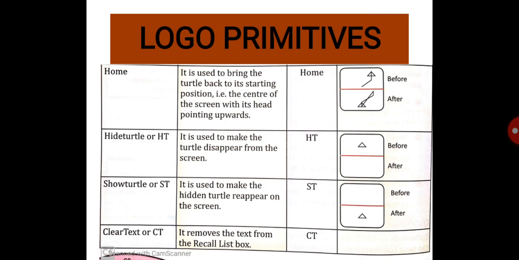Okay. Now hide turtle. HT, it is used to make the turtle disappear from the screen. Turtle will disappear. Okay. And show turtle, it will show the disappeared turtle again. Okay. Now last one is clear text. If we want to remove all the text from the recall list box, then we will do CT, means clear text.